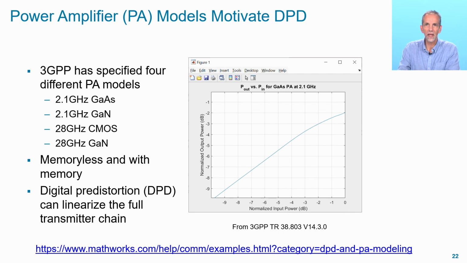Okay, so now we see that at the peak level, the 0 dB normalized input power level, we are compressed by 2 dB. That's a fair amount of nonlinearity. Once again, that motivates DPD, or crest factor reduction techniques. Please see the link below to learn more about how MATLAB can help solve that problem.